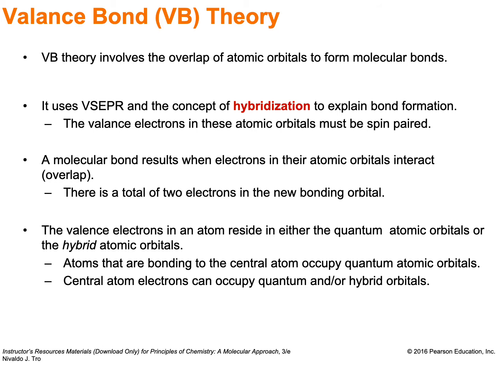Valence bond theory, VB theory, involves the overlap of atomic orbitals to form molecular bonds. So it basically uses VSEPR theory, valence shell electron pair repulsion theory, and the concept of hybridization to explain bond formation. We'll talk more about hybridization soon. But a molecular bond results when electrons in their atomic orbitals overlap. And the key point is that the hybridized atomic orbitals are formed. The valence electrons in an atom reside in either the quantum atomic orbitals or the hybridized atomic orbitals.